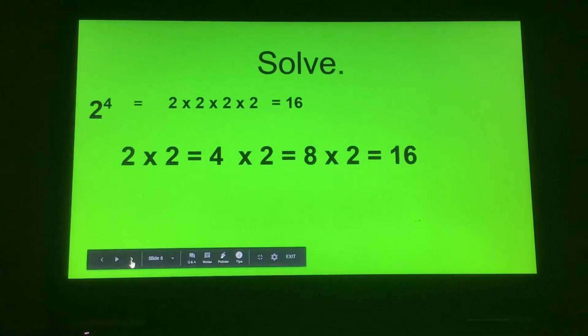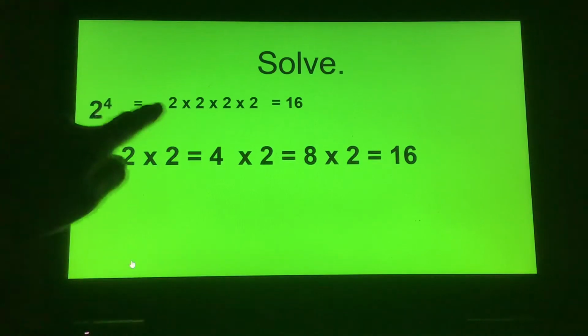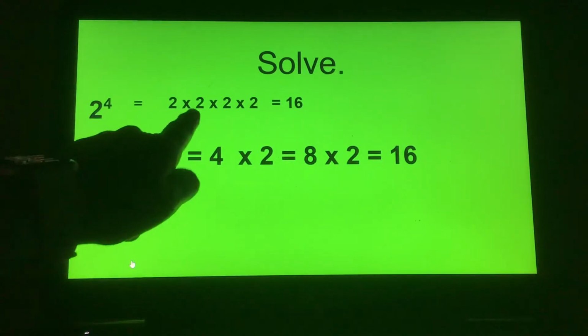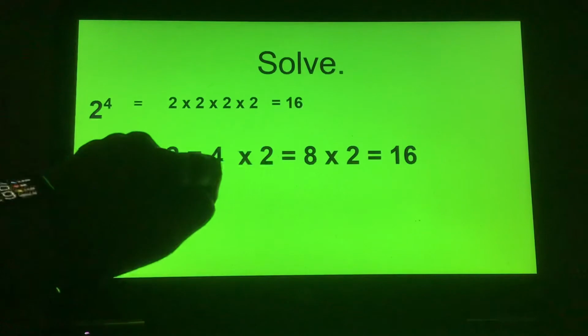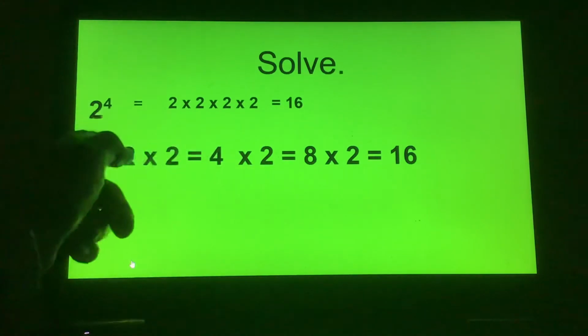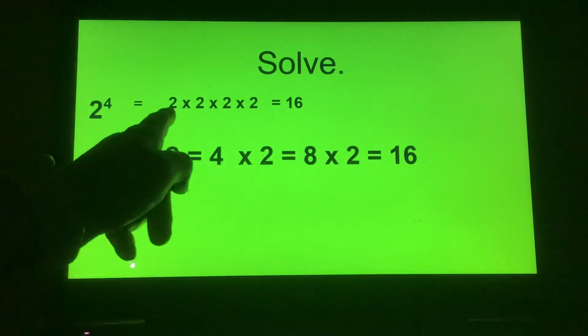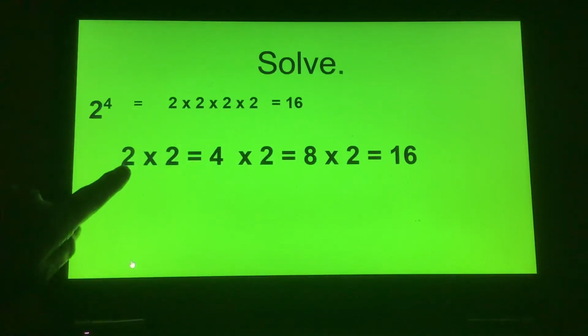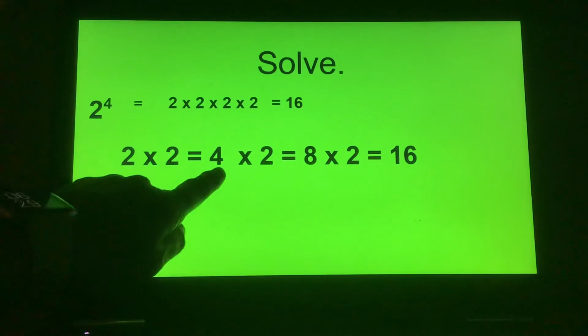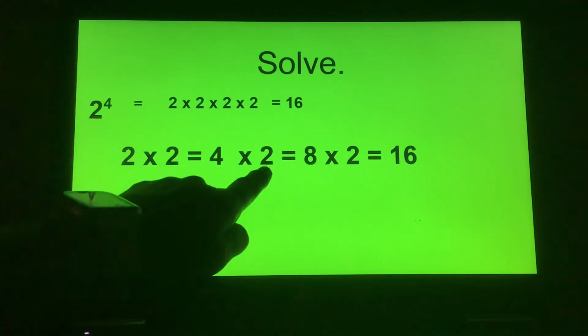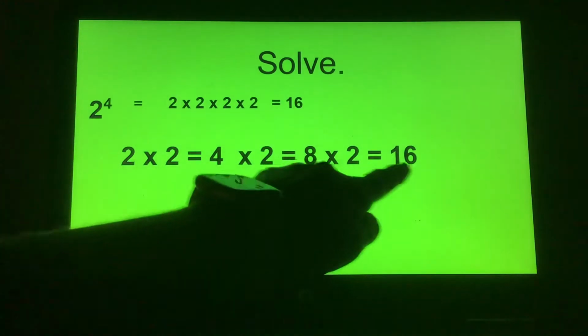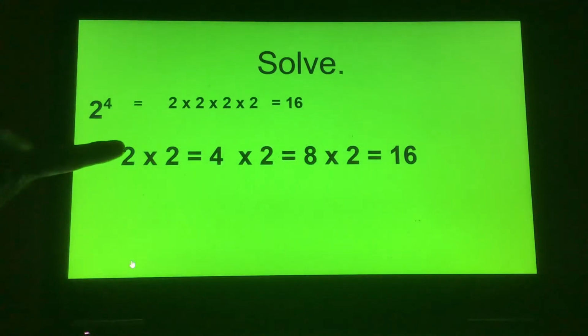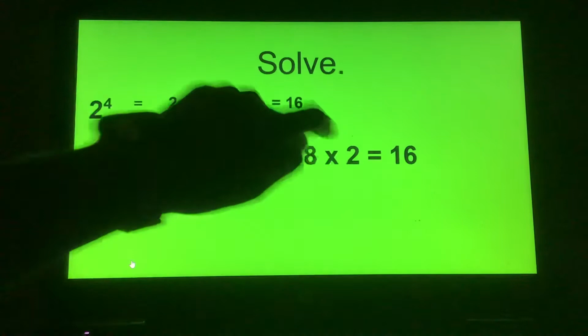And then this one I'm just showing you, 2 to the 4th power. It means 2 times 2 times 2 times 2. That's why we use the exponent, so you don't have to say all those numbers. Which equals 16. Because if you multiply 2 times 2, it equals 4. Times 2 more equals 8. Times 2 more equals 16. So then count how many times you multiply 2. 1, 2, 3, 4.